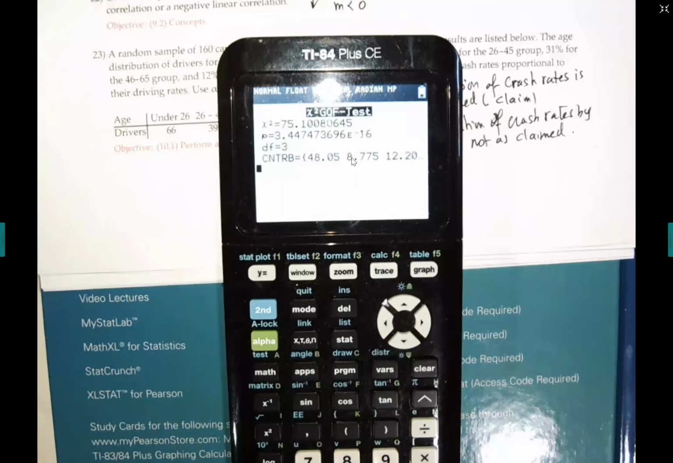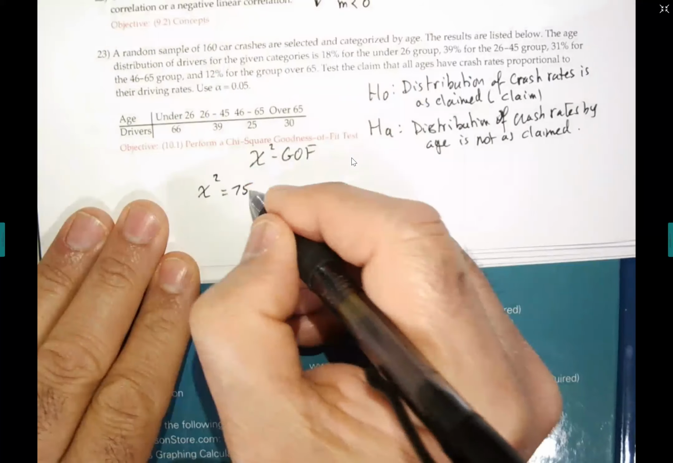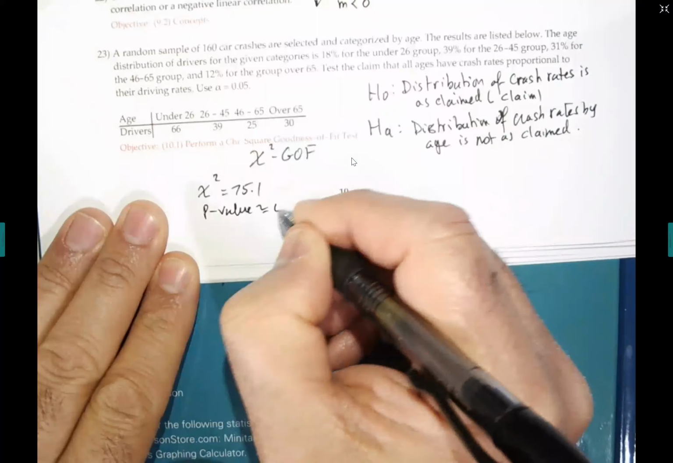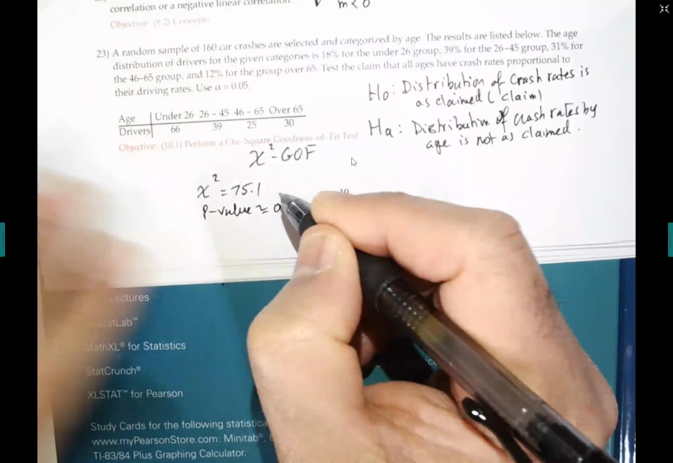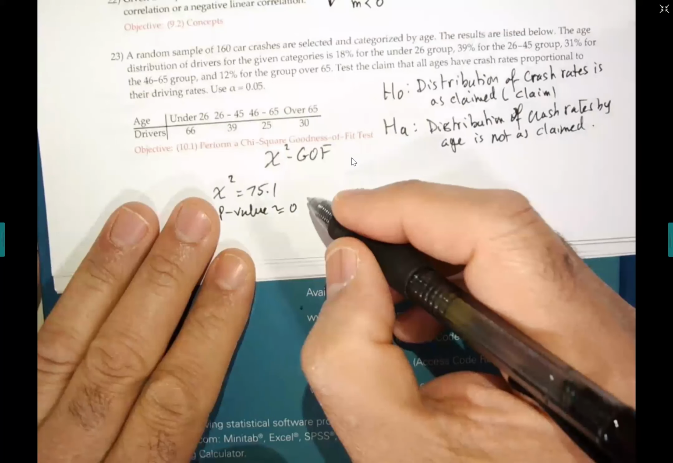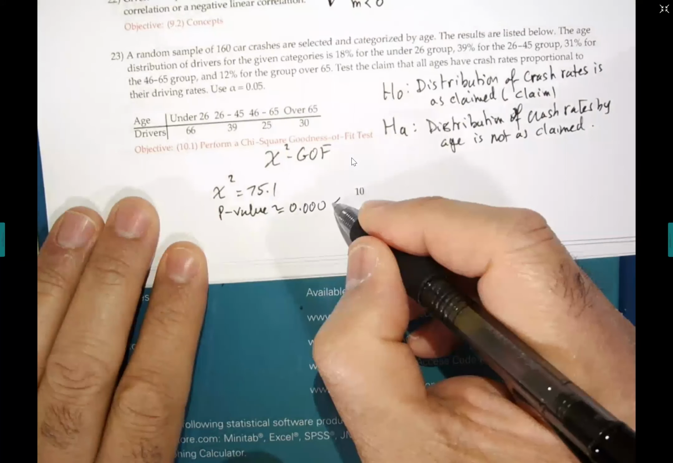Okay. Let me write them down and we'll be done. Chi-square is 75.1. P-value is 0. Oh, look at the p-value, guys. It says 3.4474 e minus 16, which means it is what? What are you going to use for it? 0. Yeah, it's 0. All right, so which is less than alpha for sure. So we reject H0.